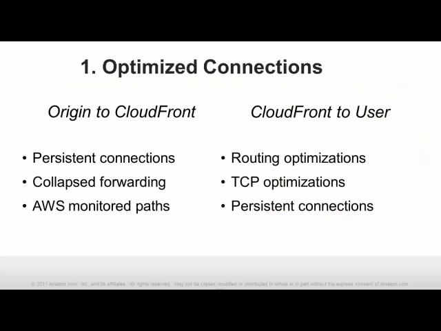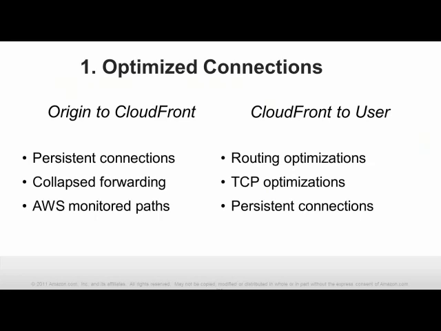Optimized connections. I alluded to this in the graphic, but there's really two pieces to this. The first is between CloudFront and the origin, and the second is between CloudFront and the end user. Between the origin and CloudFront, we monitor the paths between our edge locations and Amazon EC2/S3 data centers. So we are able to make sure that the long-distance path over the internet is over a connection that we monitor for reliability and performance.